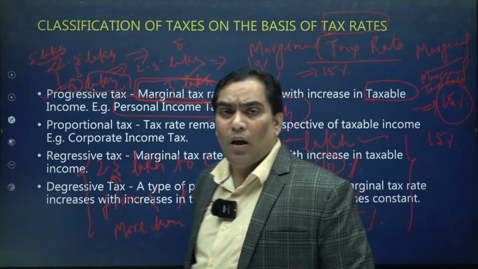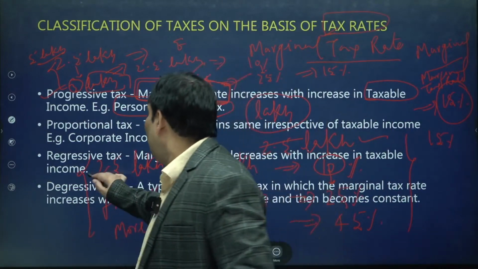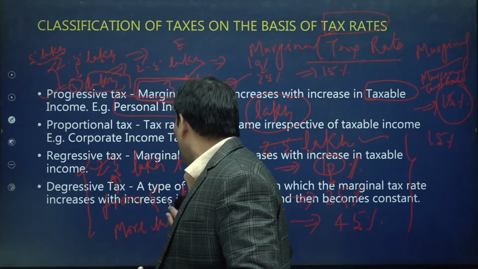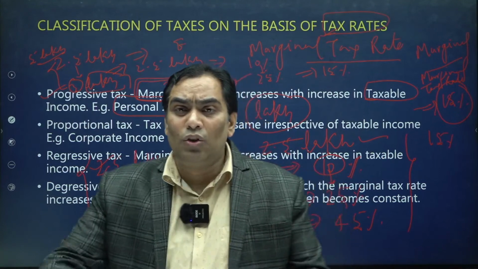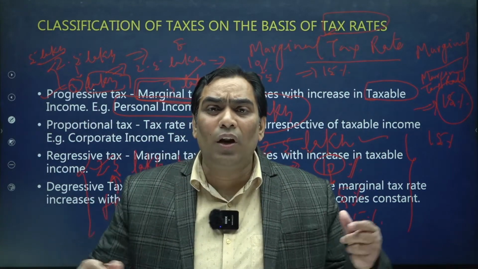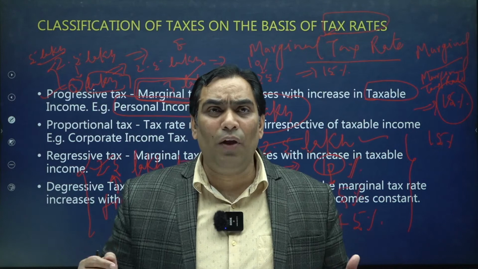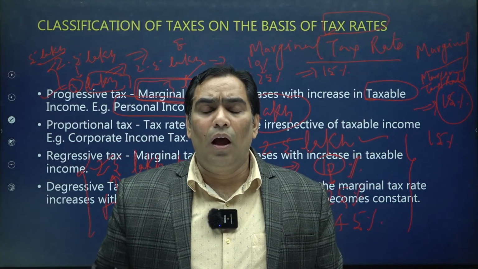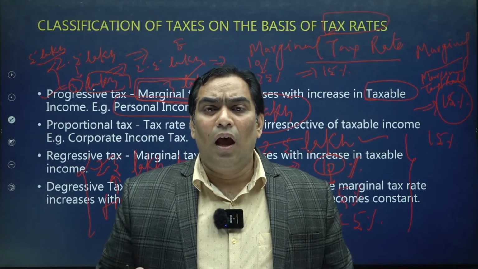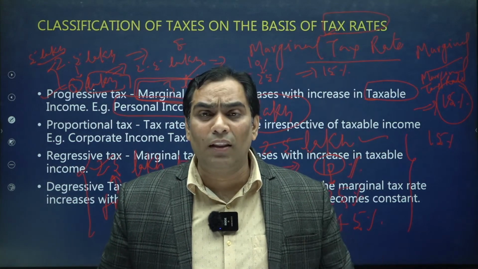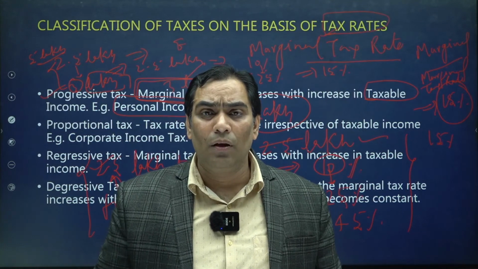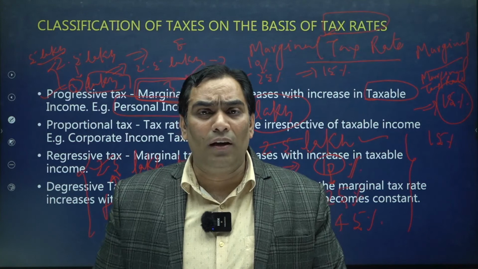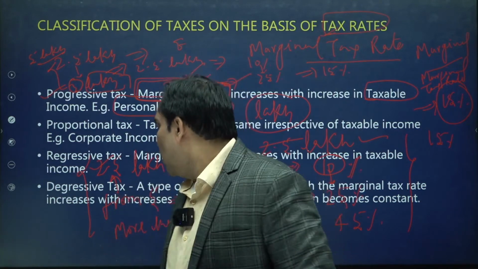And why is it so? Because people in this bracket are comparatively less rich. In this bracket, people are more rich. So just to have equality, just to decrease the disparity, these progressive taxes are known as instrumental for ensuring equality in the society, because they ensure horizontal equality as well as vertical equality. So this is the meaning.